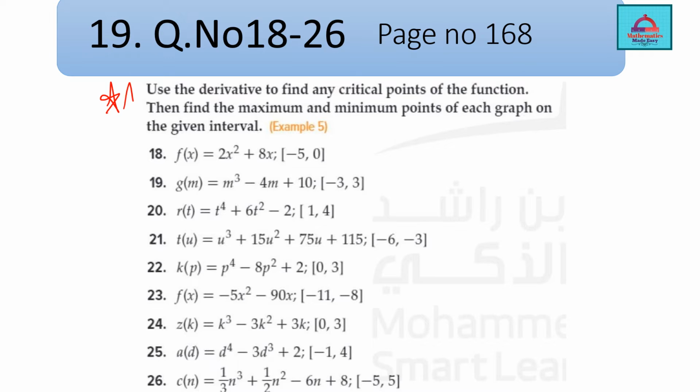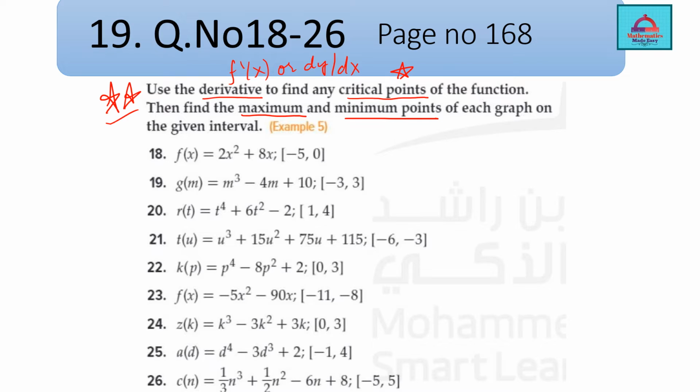Let's now do some very important questions. I'm sure in your ministry exam some question will come from this slide. So here you need to use the derivative, meaning f prime of x or dy by dx, the first derivative, to find critical points. You may get an exam question: find the critical points or select the critical points, and then you need to find the maximum and minimum for the given function. So let's see how we are going to solve it using derivatives.